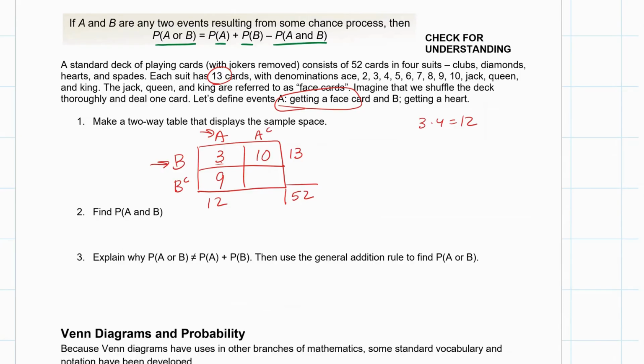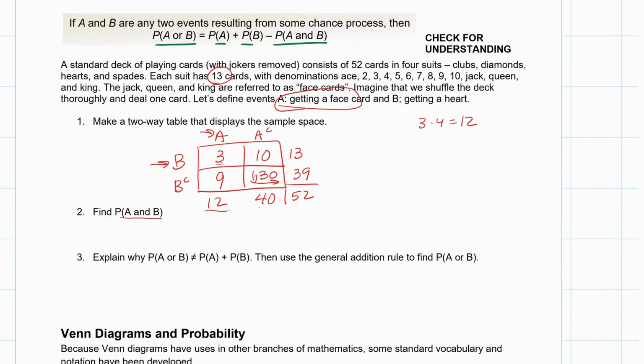If there's 12 face cards, there must be 40 non-face cards because these two numbers should add up to 52. If there's 13 hearts, there must be 39 cards that are not hearts. And as you can see, going both this way and this way, this number must be 30.